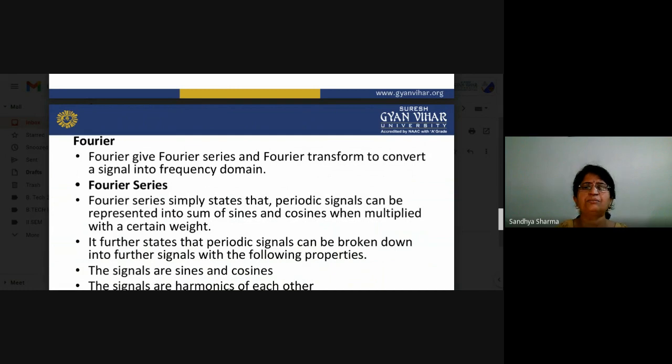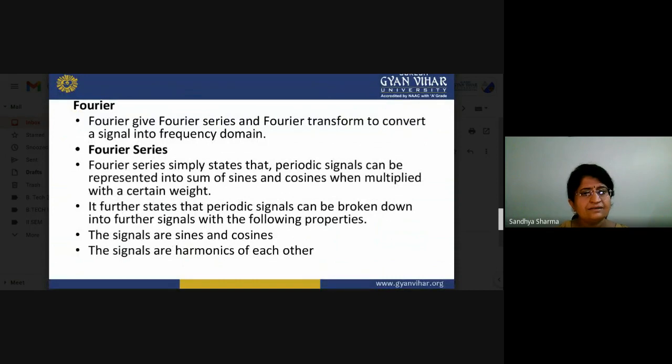So the Fourier series simply states that periodic signals can be represented as the sum of sines and cosines when multiplied with a certain weight factor. That is the definition. It further states that periodic signals can be broken down into further signals with the following properties: the signals are sines and cosines, and the signals are harmonics of each other. So that is basically the Fourier series.